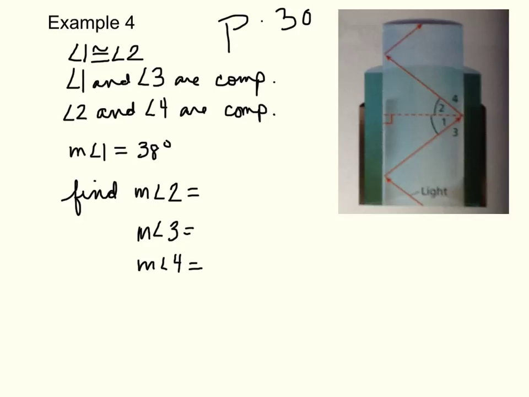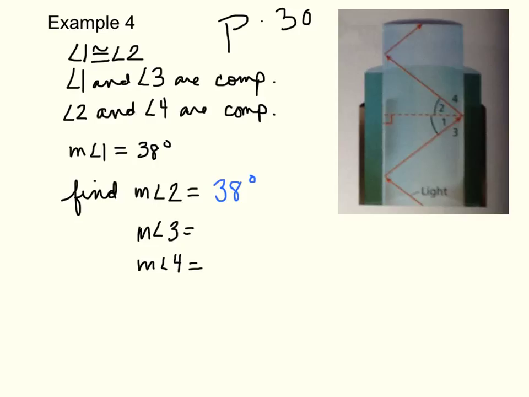Try to solve this yourself. Pause the video, figure out the measures of angle 2, 3, and 4. Hopefully, you realize that the measure of angle 2 and the measure of angle 1 are the same thing. So if the measure of angle 1 is 38, the measure of angle 2 is also 38 degrees.